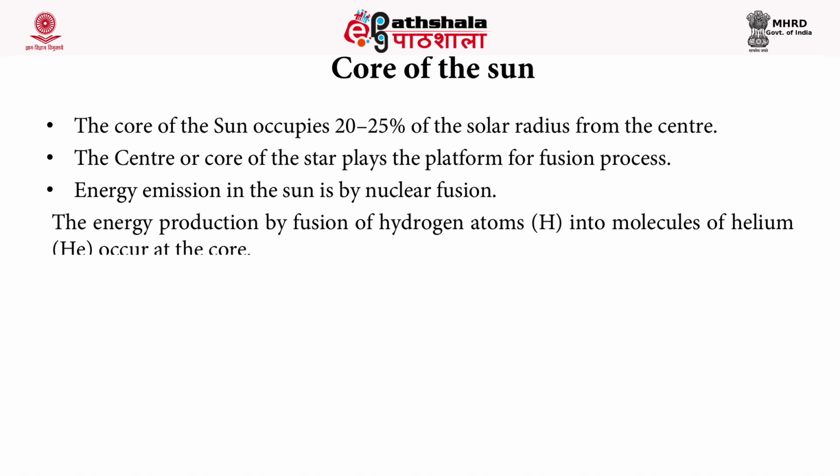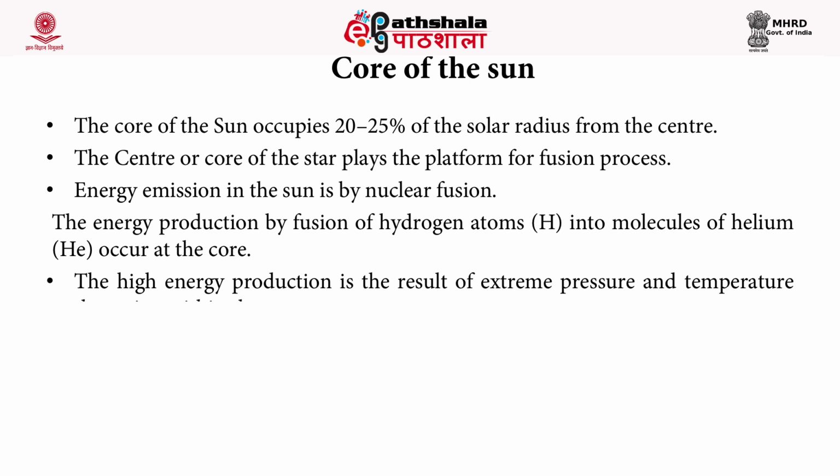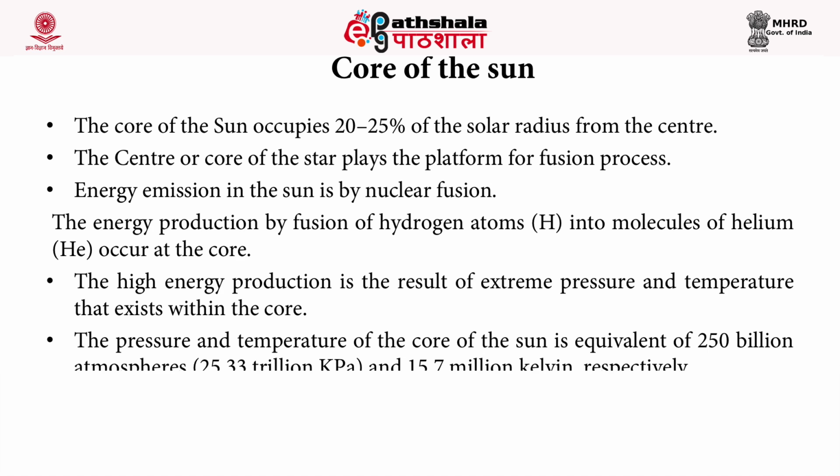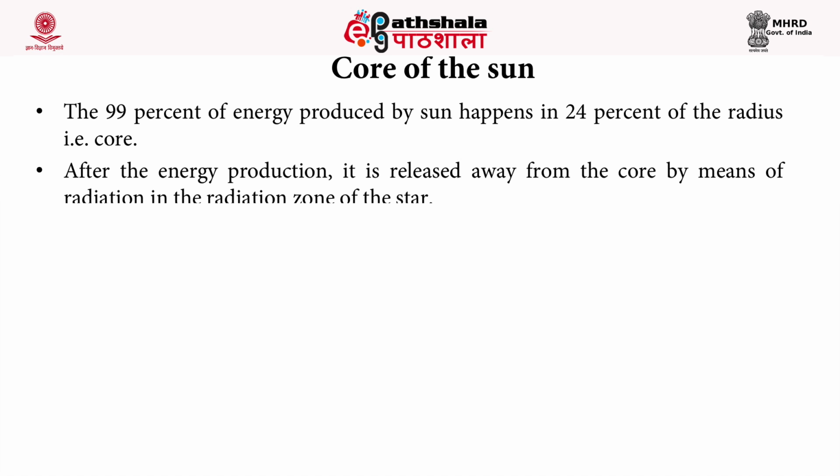The energy emission in the sun, as we told, is by nuclear fusion. Here, the fusion of 4 hydrogen atoms, that is protons, into one molecule of helium occurs at the core. The high energy production is the result of the high pressure and temperature that exist within the core. The pressure at the core is equivalent to 250 billion atmospheres and the temperature is 15.7 million Kelvin. So, 99% of this energy production occurs in the core of the sun.